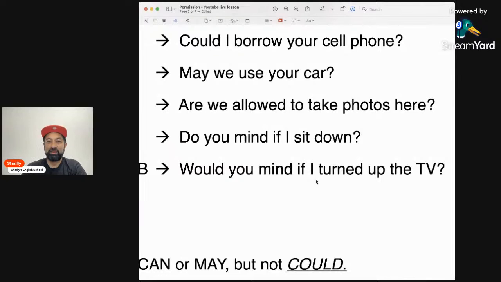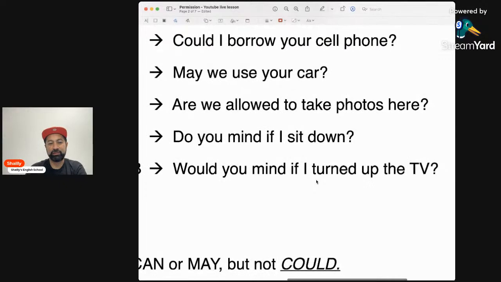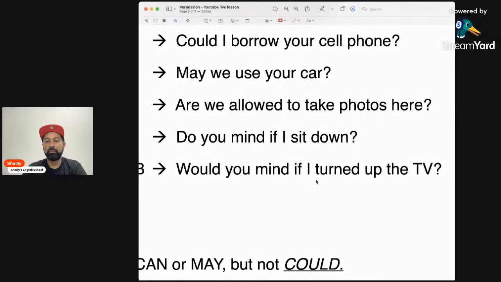one sentence is saying, "Do you mind if I sit down?" That means I want to sit down and I'm asking someone, "Do you mind if I sit down?" And then if we look at the bottom question, it says, "Would you mind if I turned up the TV?" Turn up means to increase the volume. So, would you mind if I turned up the TV?